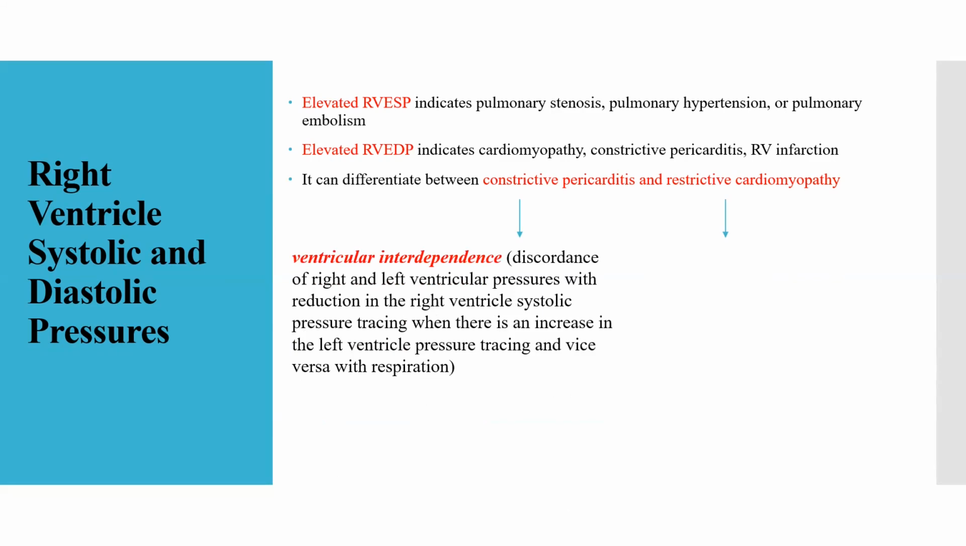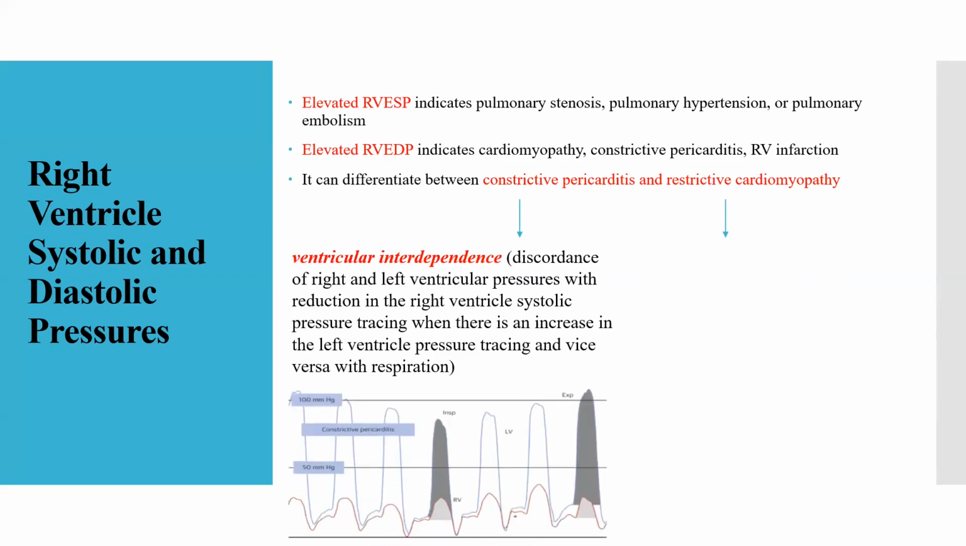In constrictive pericarditis, there is a known phenomenon of ventricular interdependence. So there is a discordance of right and left ventricular pressure, with reduction in the right ventricular systolic pressure when there is an increase in the left ventricular pressure during inspiration, and the opposite during expiration. So here during inspiration, as we can notice, this is a constrictive pericarditis. This is the waveform of the left ventricle, and this is the waveform of the right ventricle.